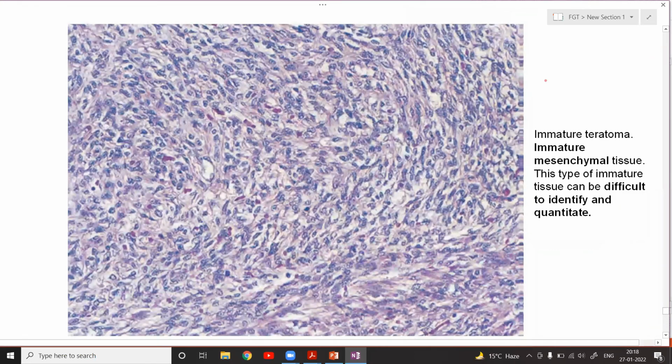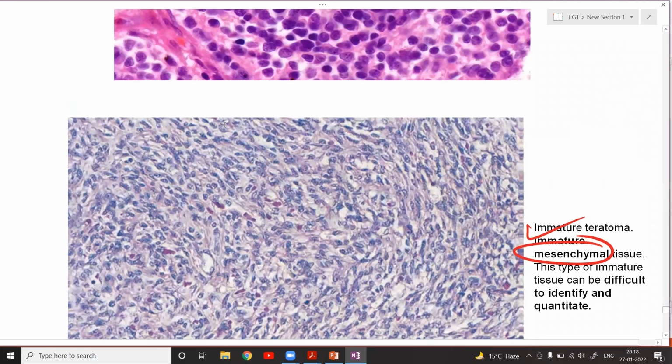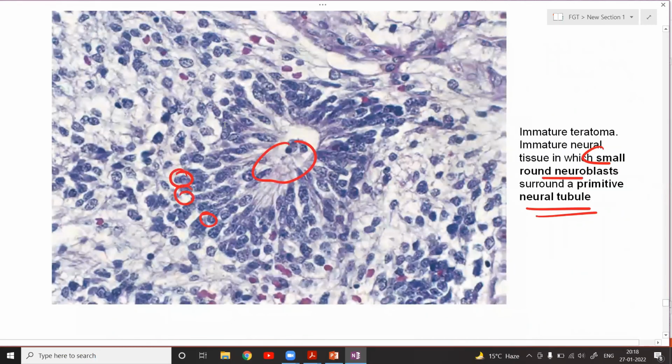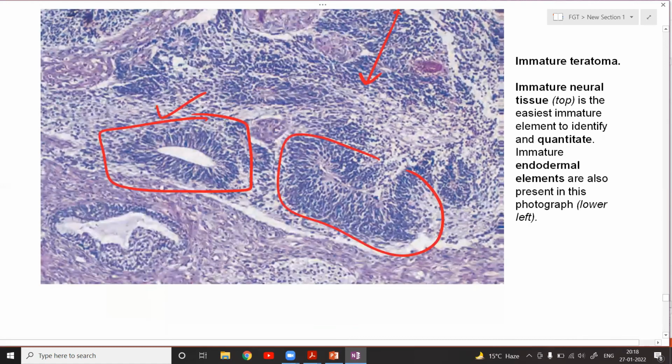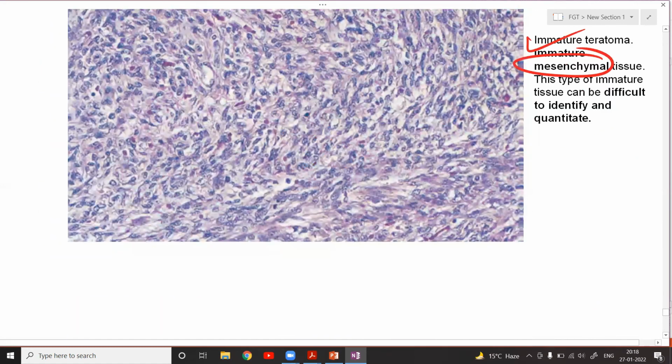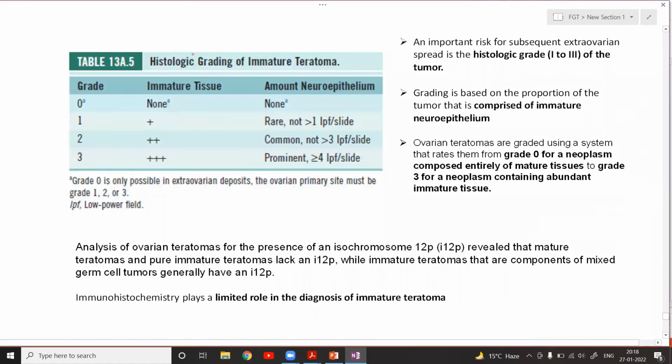And not only that, the mesenchymal tissue is also immature, but because this portion is not easy to quantitate, for example, I can see this as an immature mesenchymal tissue, but you might not appreciate it as such. But for example, these immature hyperchromatic cells that we see, everyone will be able to see. That is why we are grading this particular tumor in accordance with the amount of the immature primitive neuroepithelial tissue. I hope this is crystal clear. This is the histological grading of immature teratoma, which is a sure short viva question that will be asked to you.